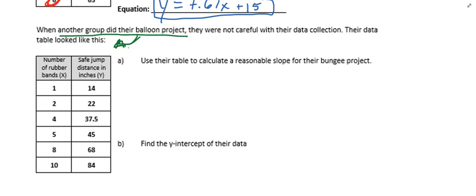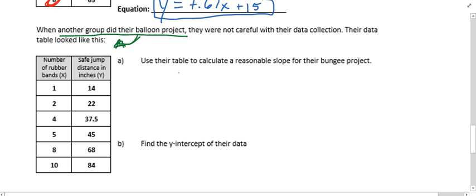Pausing in 3, 2, 1. Okay, I hope you paused it. I'm going to go through this a little quicker. So the first thing is calculate the slope. Let's see what they did here.